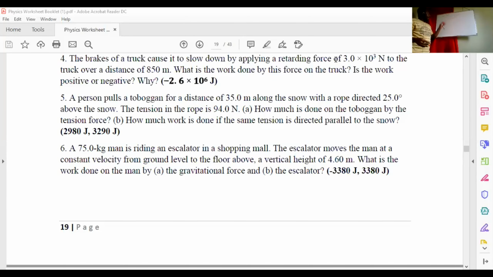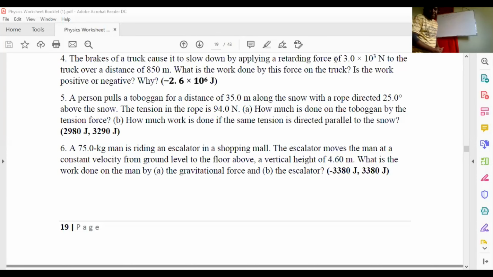So the negative here tells us that the force being provided is an opposing force acting on the object. Because it's slowing down the object, the object is moving in one direction while the retarding force is going in the other direction. So that's the purpose of the negative here, and that's the reason you'd say it's negative work, because of that retarding force. All right, is that clear?